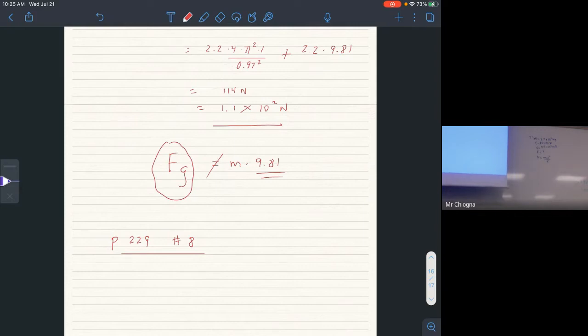And then you have FG acting down. And because this person is on a surface, there's going to be a normal force pointing towards him or her. It has to be less in order to get a net force towards the center, so that instead of moving this way, we move along the curve.